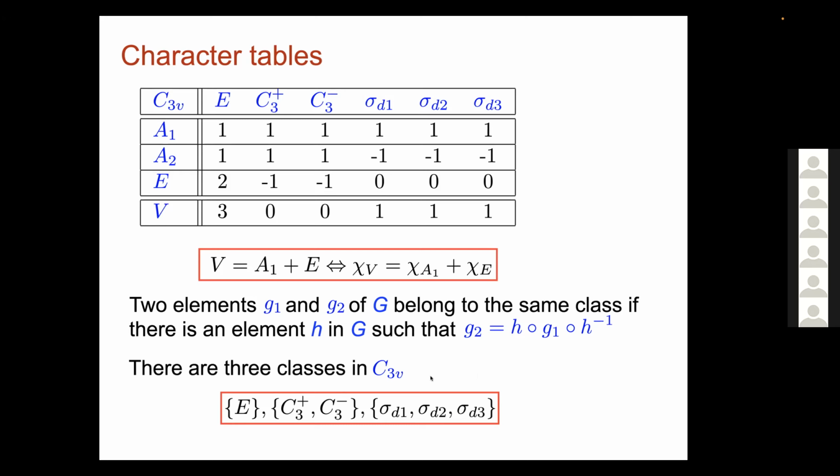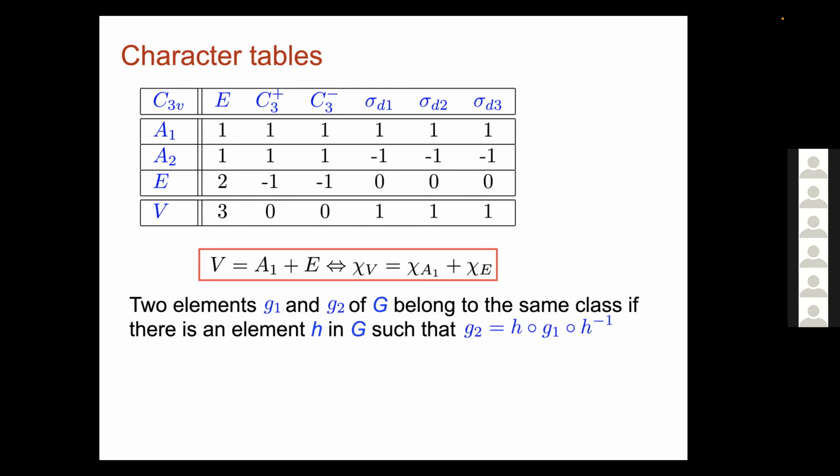Why? Because we can say that the traces are functions of classes. They always take the same value for the same elements in the class. And in this sense, the characters are functions of class. They give one number for each class. Okay, so what does it mean? It means the following thing.